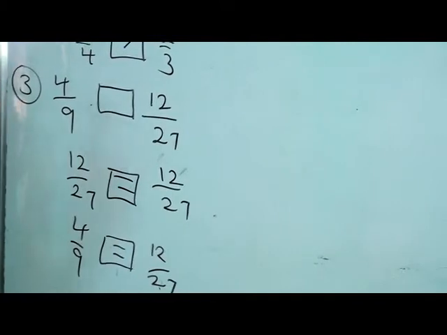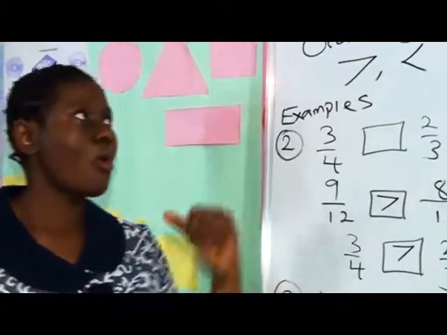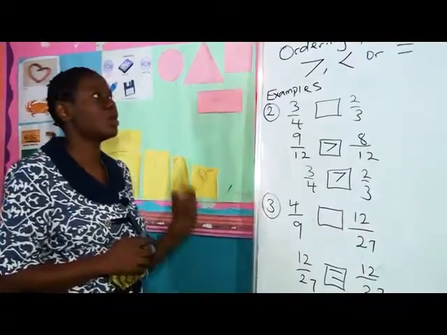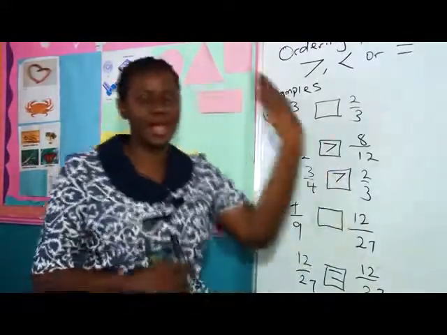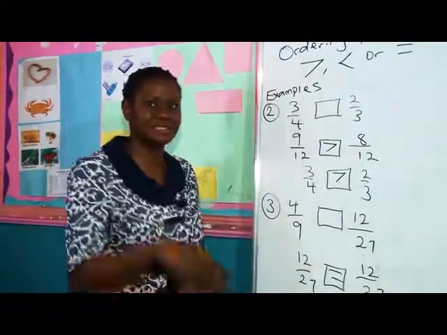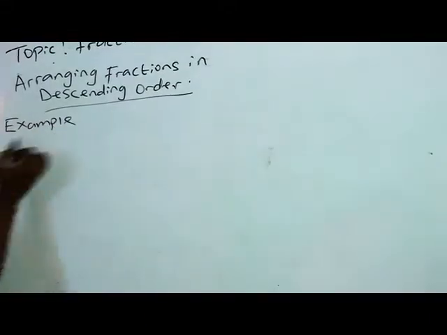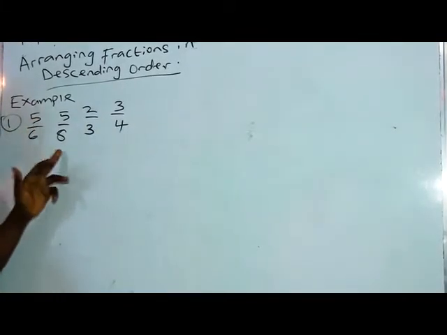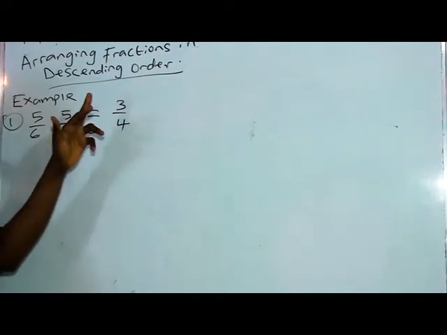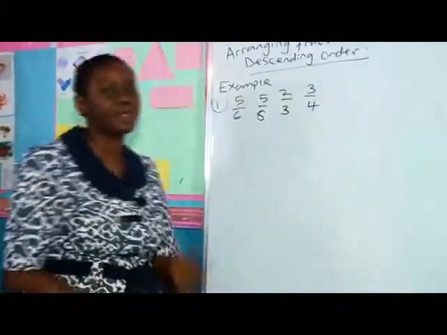Now, still ordering fractions, we are going to be arranging fractions in descending order. When we were learning decimal numbers, we arranged the numbers in ascending order, from the lowest to the highest. But now we want descending order, from the highest to the lowest. For example, we want 5 over 6, 5 over 8, 2 over 3, and 3 over 4. We want to arrange these fractions in descending order.